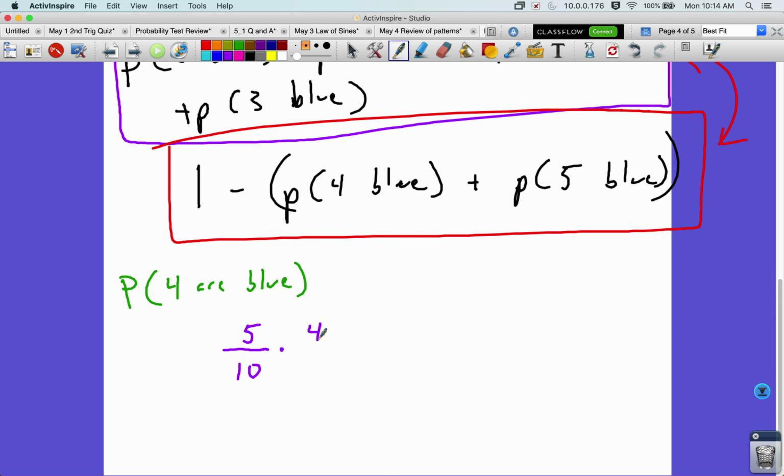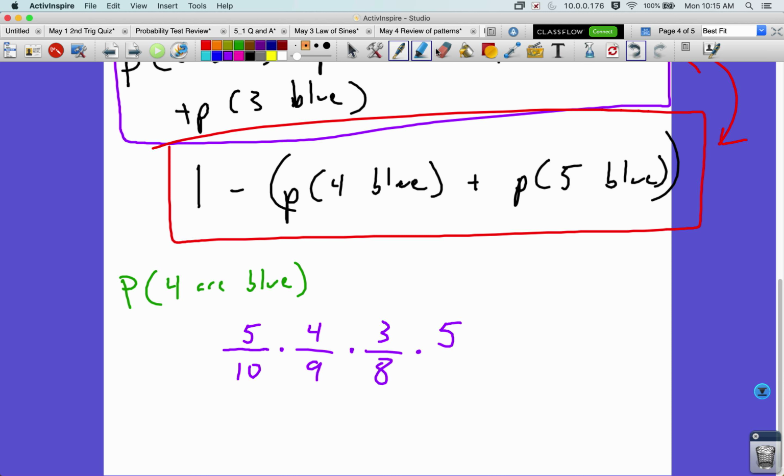And then we're going to shoot off another red. That's 4 out of 10. Then we're going to shoot off another red. Well, actually, it's not 4 out of 10. It's 4 out of 9 because one of the rockets is gone. Then I'm going to shoot off another red, so 3 out of 8. But at this point, I'm going to shoot off that blue. And there are 5. Oh, wait. I want 4 of them to be blue.